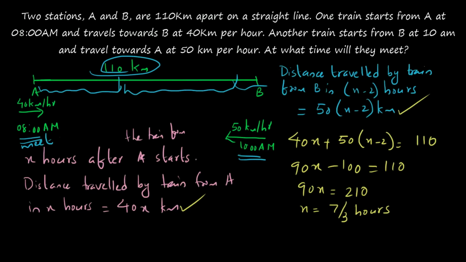So 7 by 3 hours, when you convert it into minutes, you get 7 by 3 into 60 minutes, which is 7 into 20, 140 minutes. So 140 minutes is 2 hours and 20 minutes. So what is the question? At what time will they meet? They will be meeting 2 hours 20 minutes after A starts.